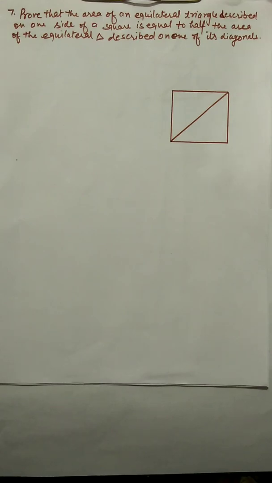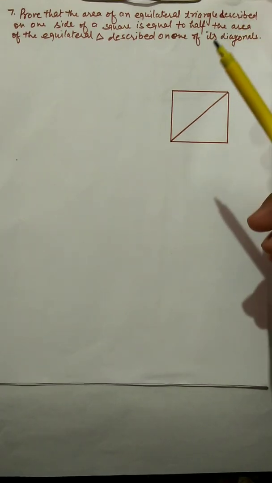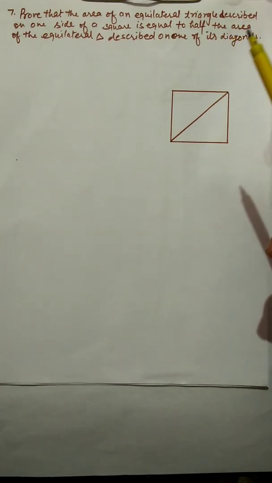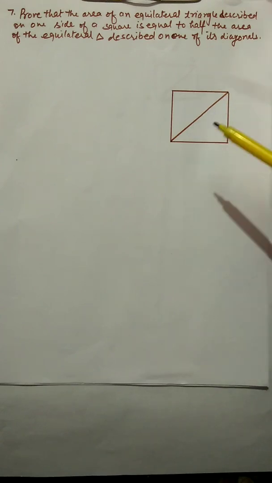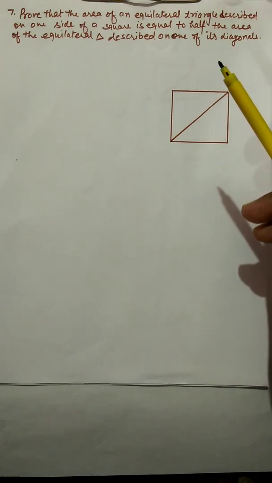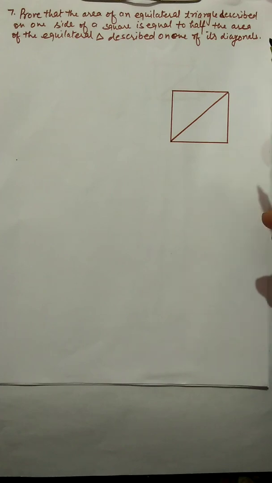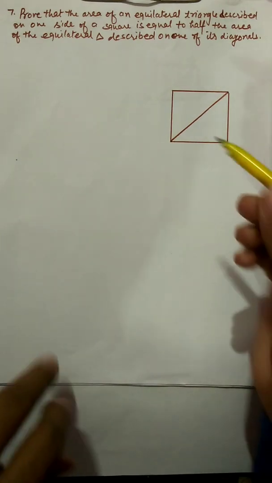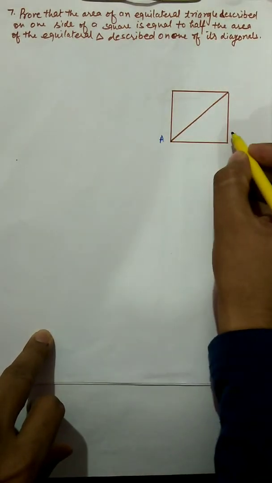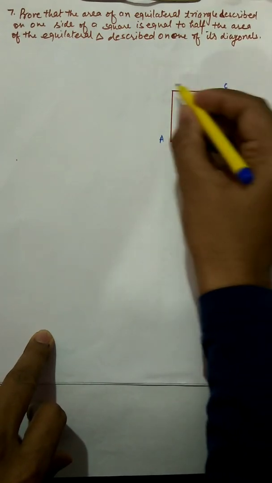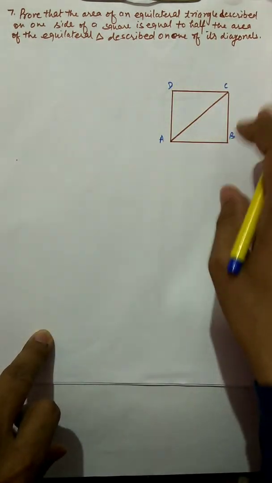Now see this question number 7. You have to prove the area of an equilateral triangle described on one side of a square is equal to half of the area of the equilateral triangle described on one of its diagonals. So we mark this A, B, C and D. So this is the square.